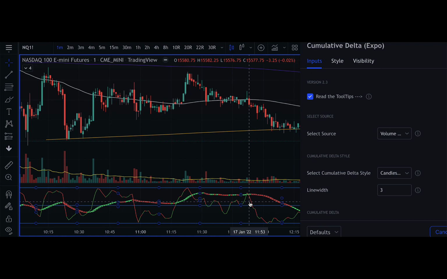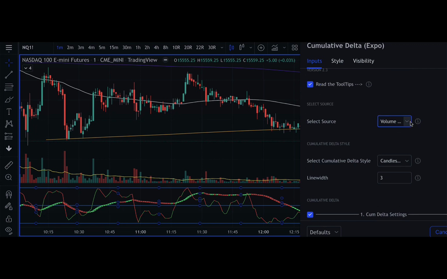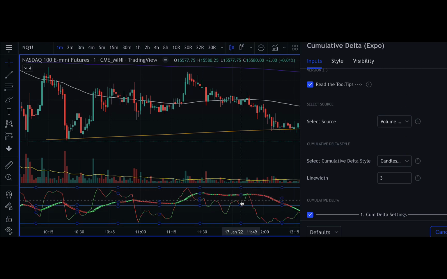Now let's look at the signal line. The signal line I have set to a 1, so it's very fast moving. It's basically the momentum of price. We'll go back to that in a second. Let's look at the difference between estimated and volume. So here is the estimated. We have the signal line under in the bearish territory already. And if we do volume data, we can see that it is not yet in the bearish territory. It's still in the bulls territory.